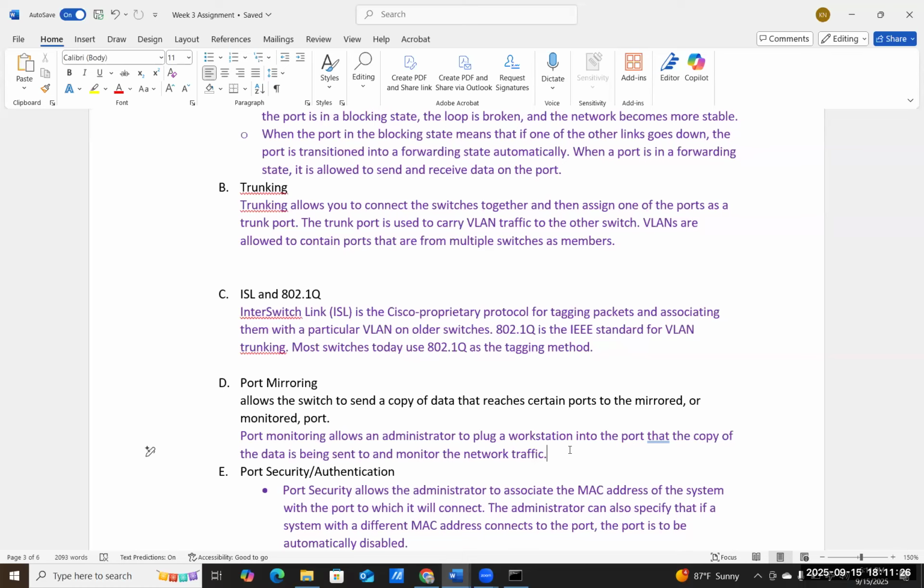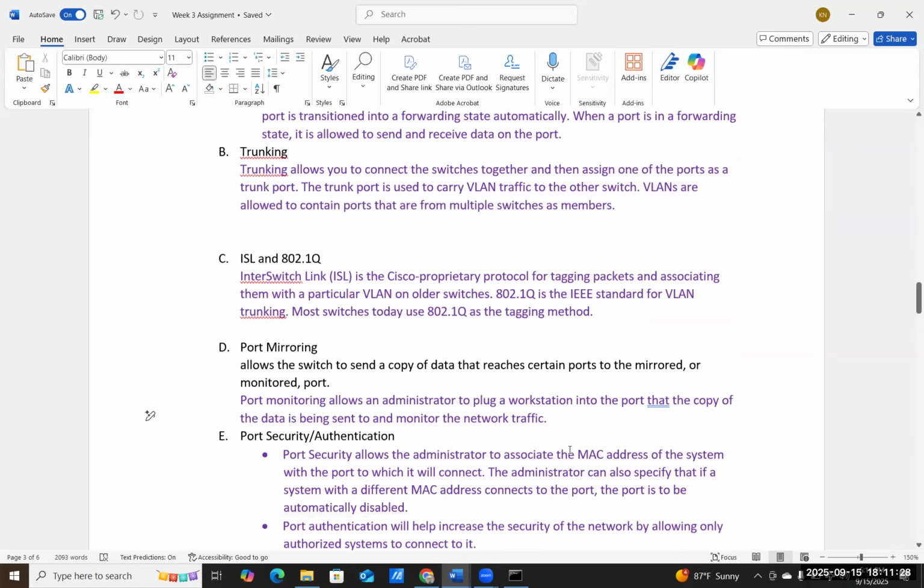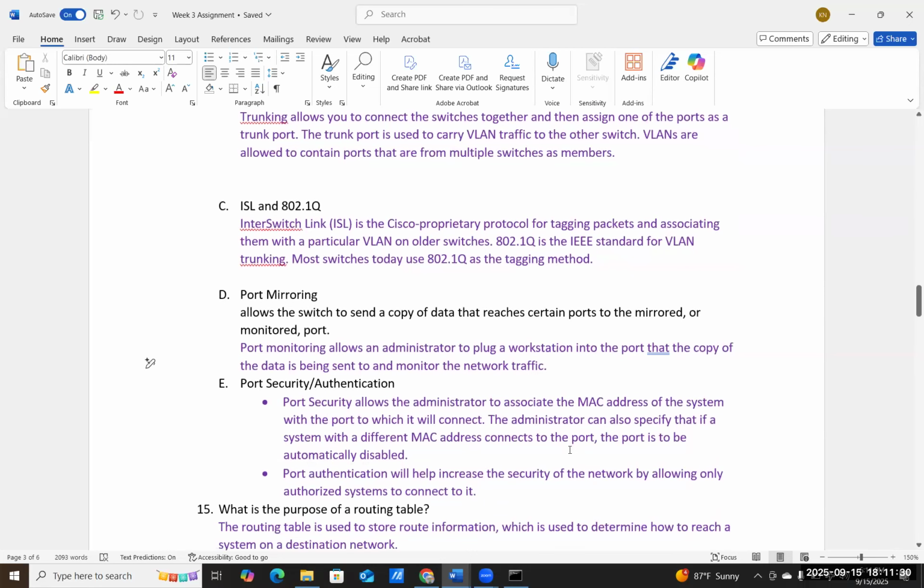And then the next part, port security and authentication. I think we touched on MAC filtering before, right? We would be able to set up which MAC address is tied to which port. And then we can also specify if they're allowed to connect. So MAC filter is that.